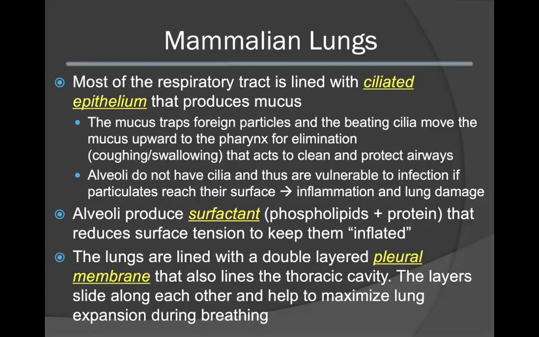Most of the respiratory tract of mammals is lined with ciliated epithelium. If you recall from the earlier presentation, ciliated epithelium produces a lot of mucus. The mucus is very important as it will trap foreign particles as they enter into the lungs. In addition, the cilia can beat or move, which will force the mucus upward into the pharynx for eventual elimination through coughing or swallowing. This is a very important process to both clean and protect the airways.